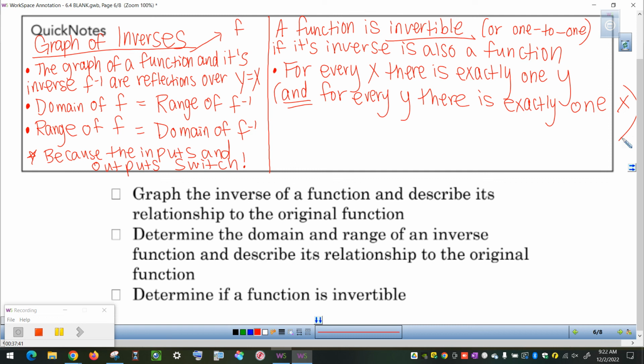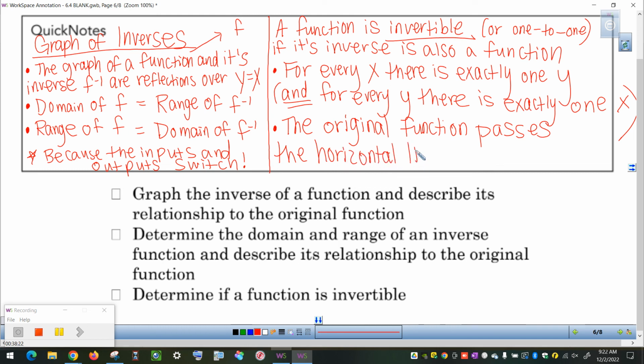And that is what we can test with a horizontal line test. If you do a horizontal line, you're checking for a specific y value, how many x values it has. Well, if it only crosses in one place, then it only has one x value. So let's make a little note here that you are looking at the horizontal line test for the original function. I'm going to write here that the original function, in order for it to be invertible, must pass the horizontal line test.